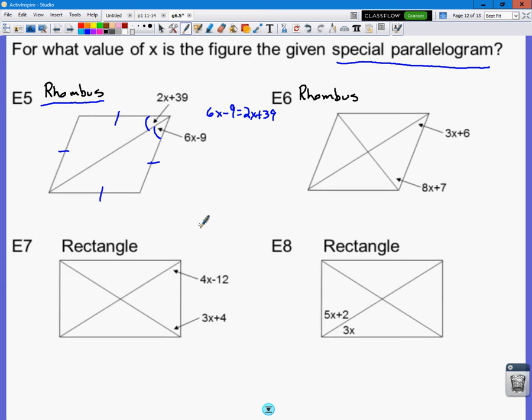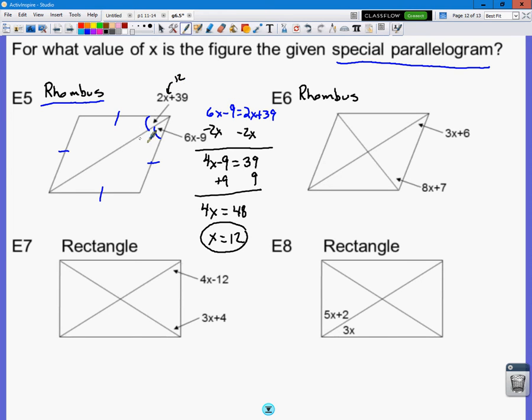Yes, 6x minus 9 and 2x plus 39. And I'm going to subtract 2x from both sides, leaving me 4x minus 9 is equal to 39. If I add 9 to both sides, 4x is equal to 48. So when I divide by 4, x is going to be 12. So each one of these variables is 12. I could find the angle measurement by plugging it back in.